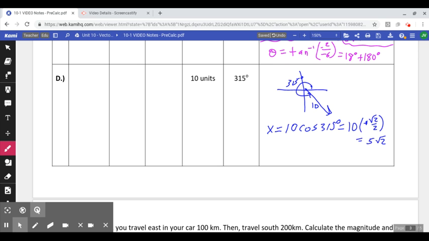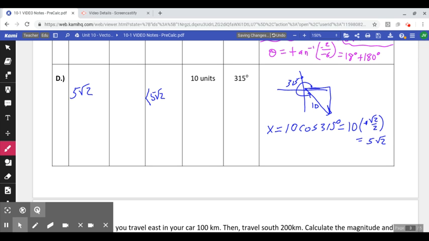If you go to the right, you're going to have to go to the right and down to get to the terminal point of that vector. So we know to the right is going to be positive. So I'm going to list this as positive 5√2. If I really want to, I can go ahead and start my vector ordered pair right now.